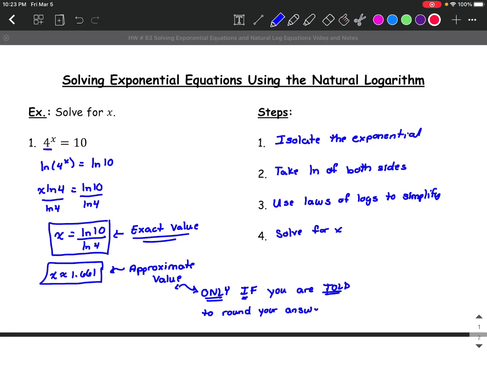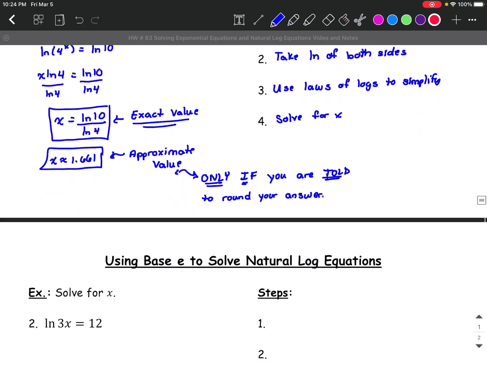If you're not told to round your answer, you stop at the exact value. You don't touch the calculator. You don't go to decimals, okay? And for the most part, we're going to be looking for the exact value this year, okay? Let's try the next one.